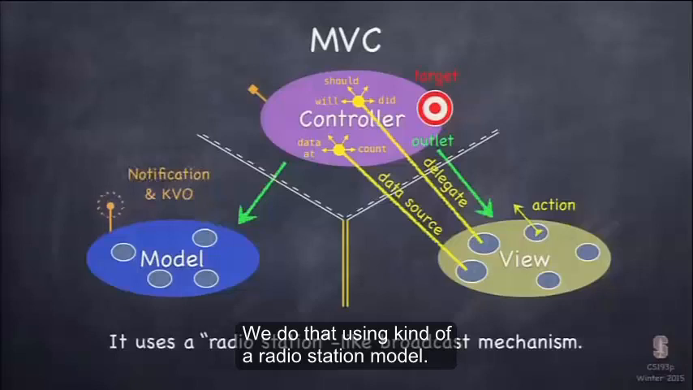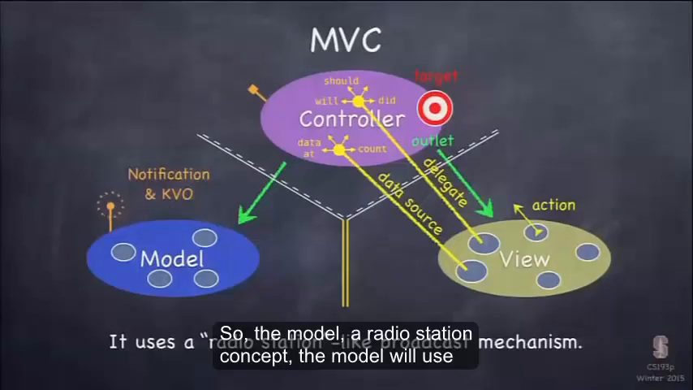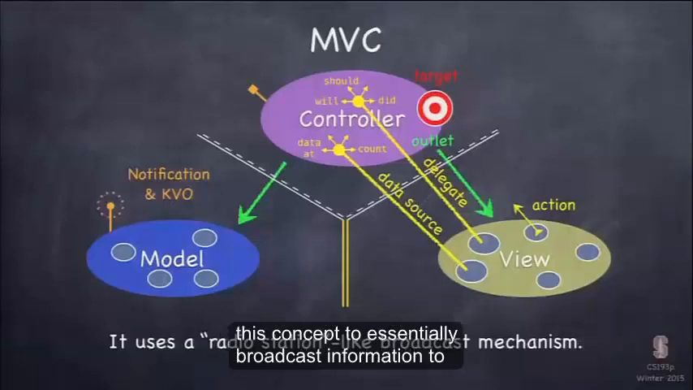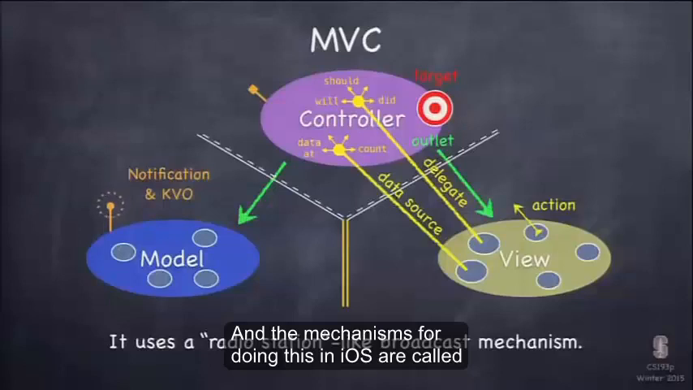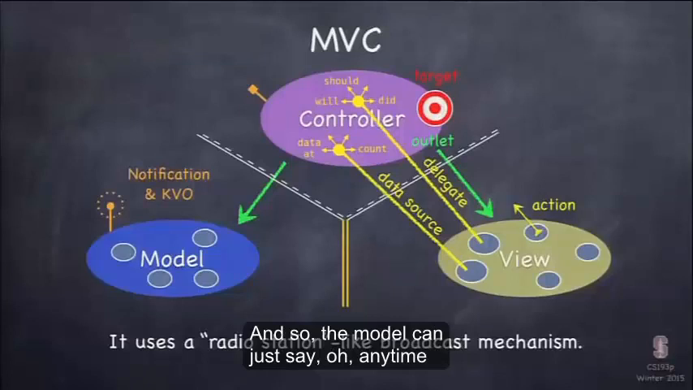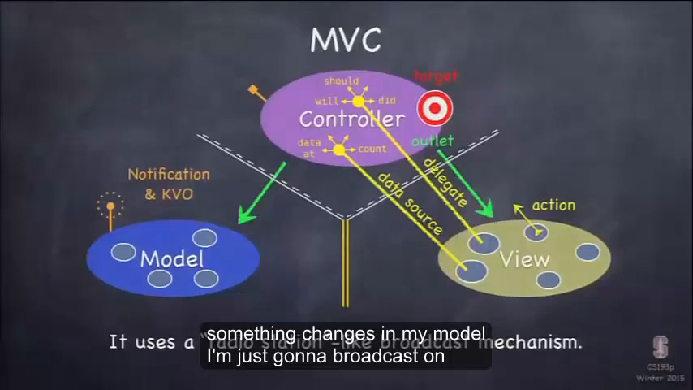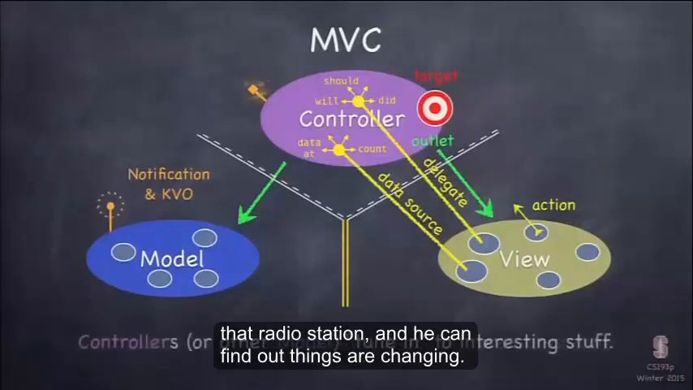We do that using kind of a radio station model. The model, with this radio station concept, will essentially broadcast information to anyone who's interested. The mechanisms for doing this in iOS are called notification and key value observing, KVO we call it. And so the model can just say, anytime something changes in my model, I'm just going to broadcast on my radio station. And then the controller simply tunes into that radio station, and it can find out things are changing.